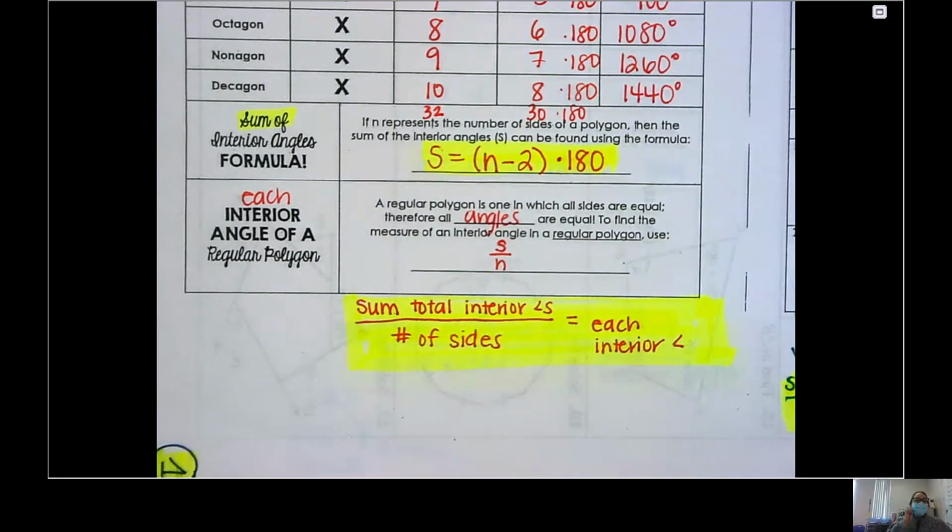So that works for any polygon that you can think of. And who in here remembers what a polygon is? What is a polygon? Bobo, what's a polygon?